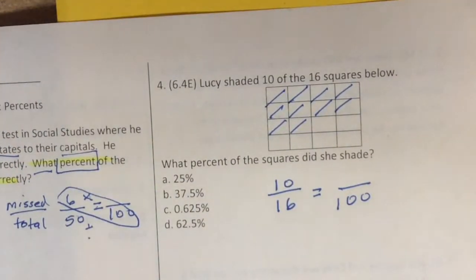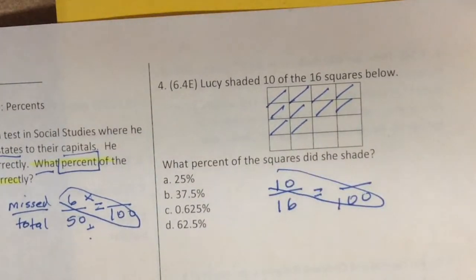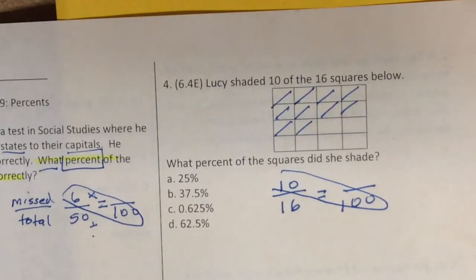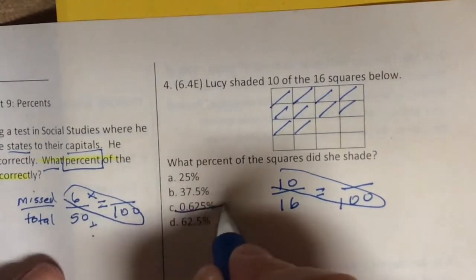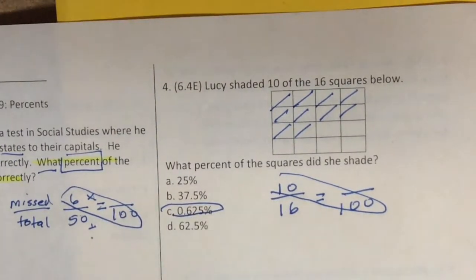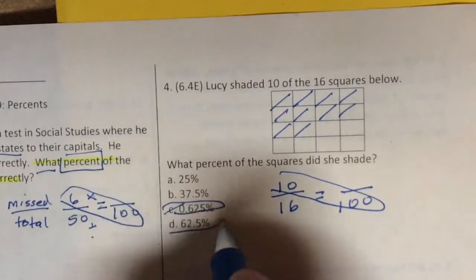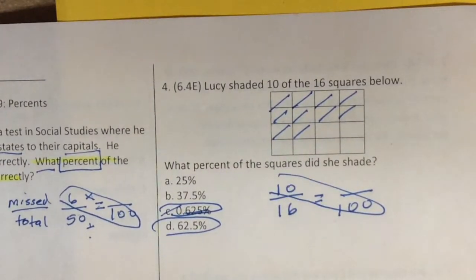So this would be 10 times 100 divided by 16. I'm going to double check my math on that. Yeah, I see the answer. It is 62.5%. Or excuse me, 0.62. Oh, that's wrong. 62.5. Sorry about that, guys. Didn't see the correct answer.